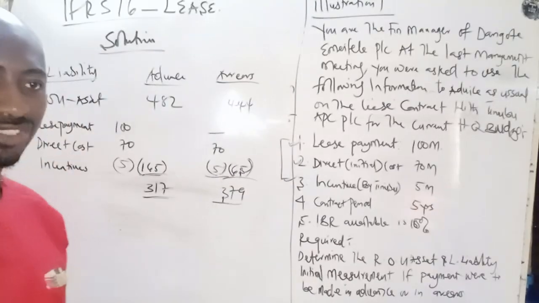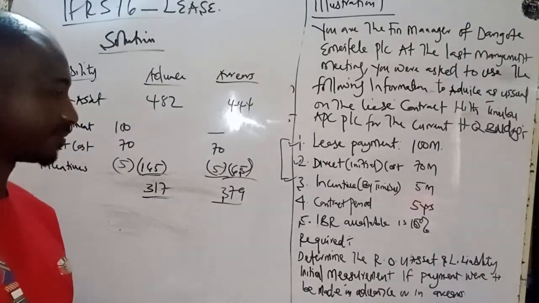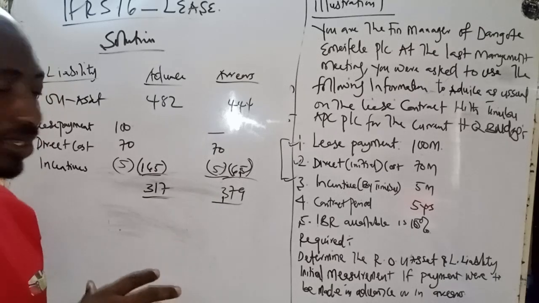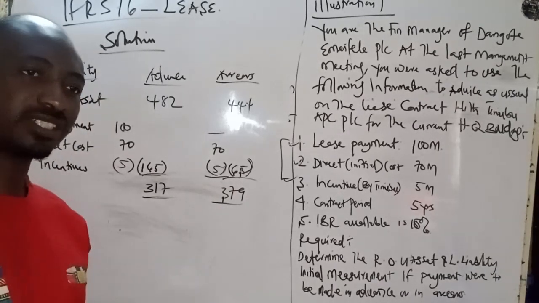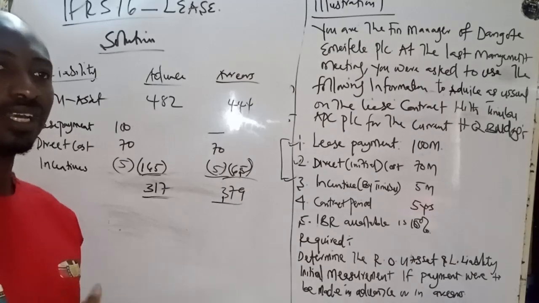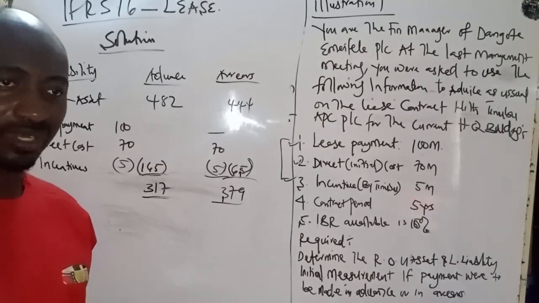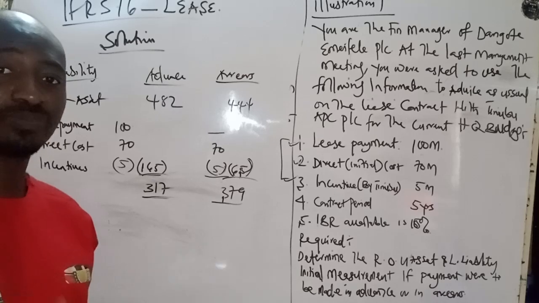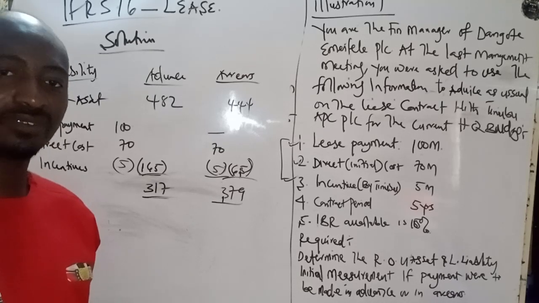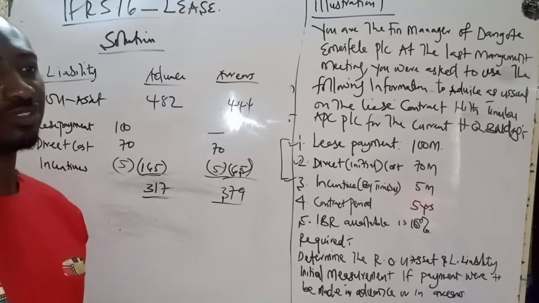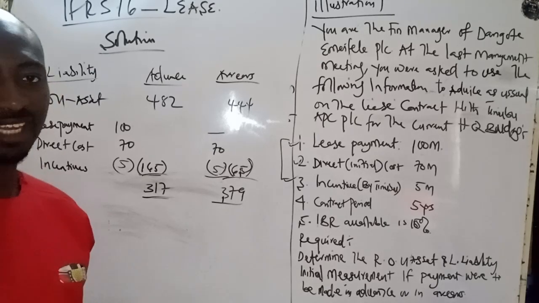So our next illustration, we are going to look at determining the right of use asset, the initial, the subsequent, as well as the lease liability, initial and subsequent, as well as the accounting treatment. It will be a full illustration, and then I'll be giving you the step-by-step approach to deal with lease liability.